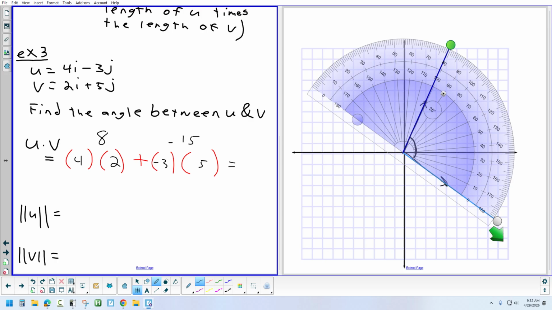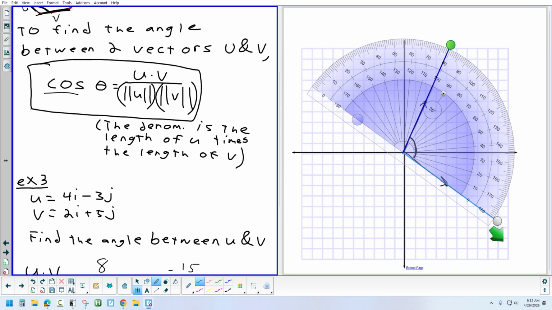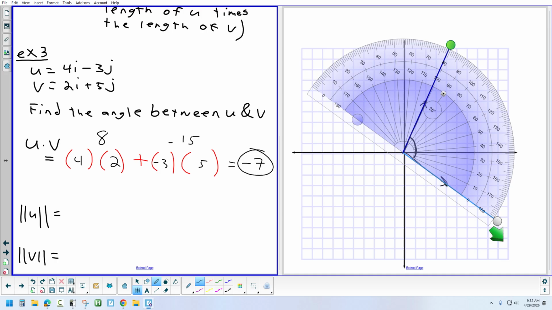No problem. Never said the dot product has to be a positive number. Okay, so that's the first one. Next thing we need is the magnitude of the first vector and then the magnitude of the second vector. Okay, let's start with the magnitude of the first vector.